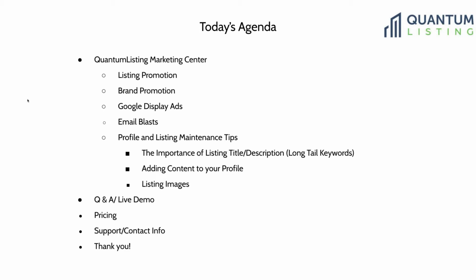Then we'll talk about the Quantum Listing Marketing Center, which are ways that you can increase your listings' exposure, as well as your own company or personal brand. And those items are listing promotions, where your listings show at the top of searches, brand promotion, where your own marketing message, whether it's yours or your company's, shows at the top of searches in your market. Google display ads, which allows you to very easily send your listings out to the Google display network to get thousands and thousands of views out there where your potential customers are organically browsing.